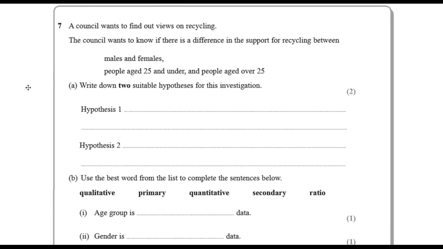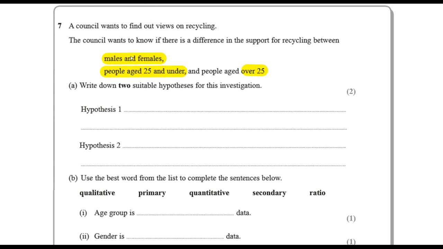Question 7. A council wants to find out about views on recycling. The council wants to know if there is a difference in support for recycling between males and females, and between people aged 25 and under and over 25. Write down 2 suitable hypotheses for this information.